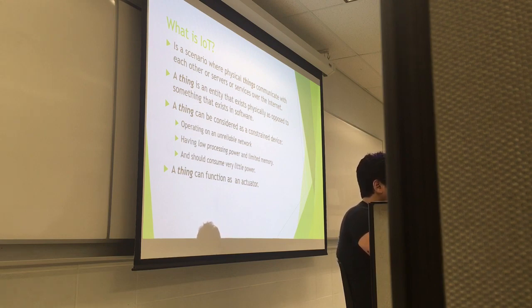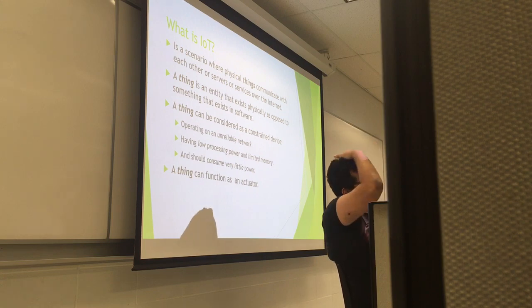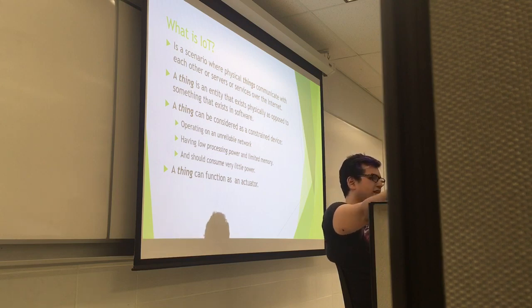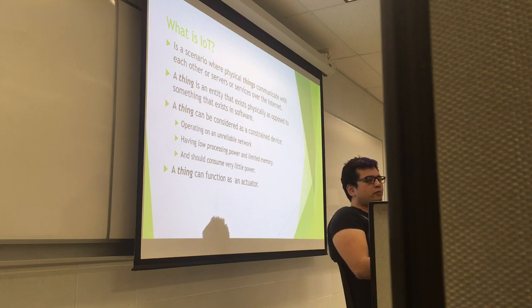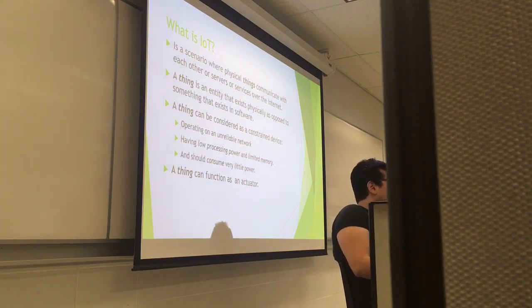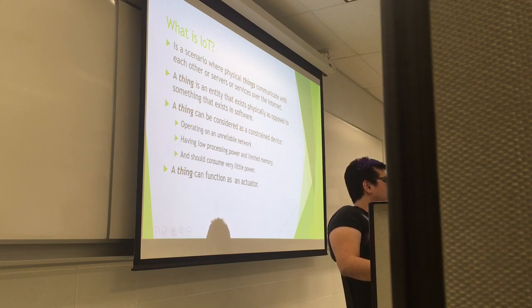Okay? And that thing can function as an actuator as well. The actuator would be like the output in the real world. So in the case of a smart lock, opening or closing a door would be an actuator in the world. And in the example of a robot, like the ones from Boston Dynamics, it could be moving an arm or moving a leg. Those are the kinds of actuators that these things can control. Okay?